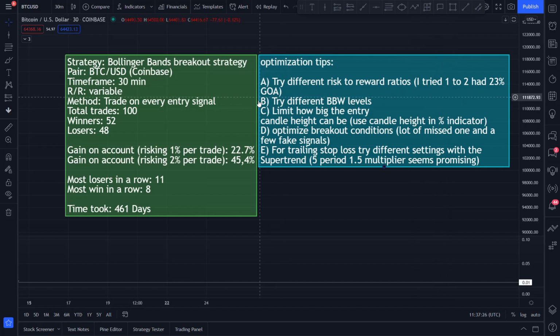The second optimization tip is to try different BBW levels. In this case I used 0.015, but you can try a 0.02 or a 0.05 and see if you can get better results.